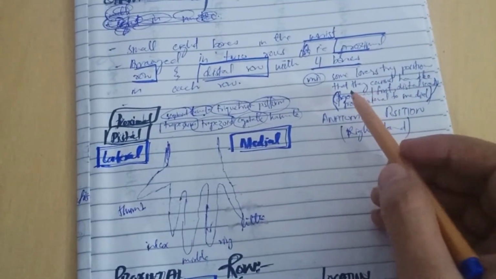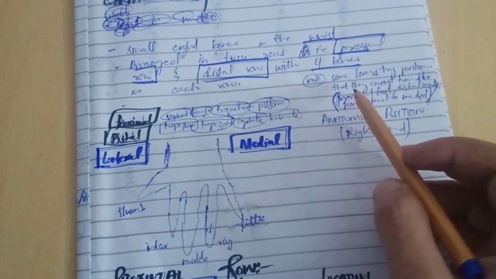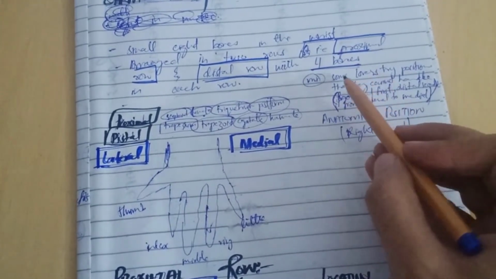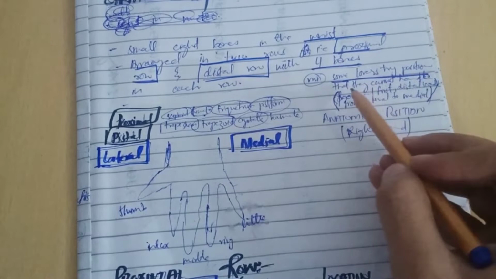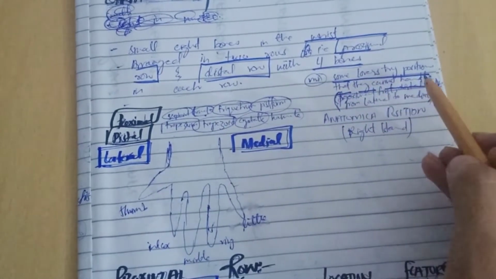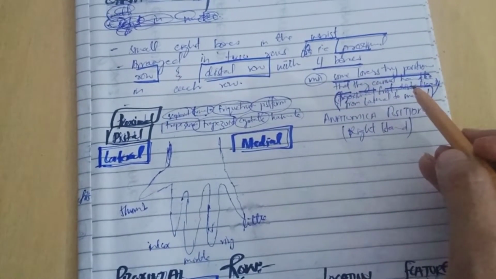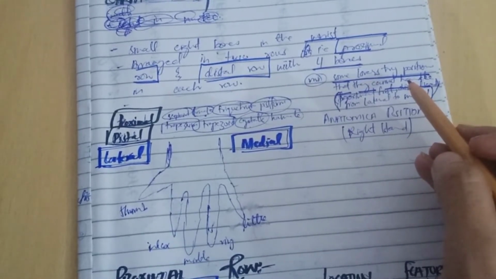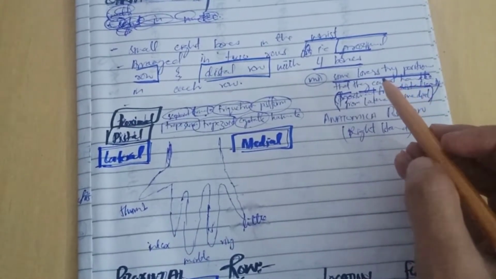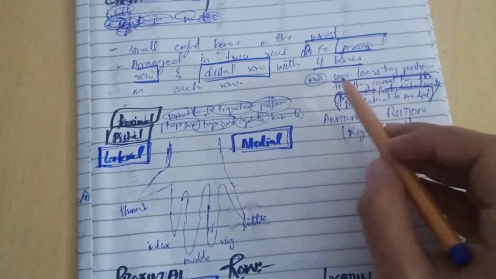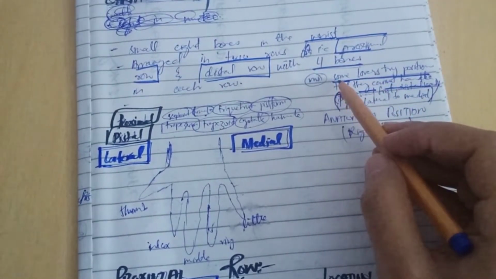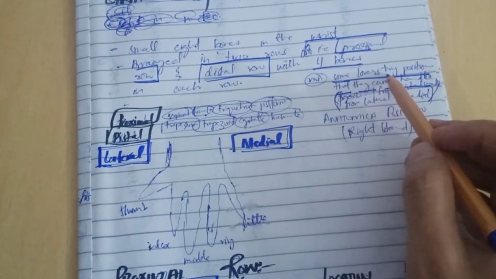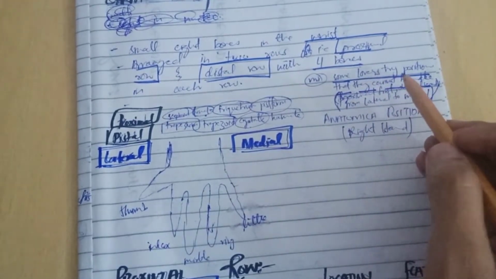The important mnemonic to remember the names of these bones is: some lovers try positions that they cannot handle. The first letter of each word specifies the first letter of the bone. For example, some stands for the scaphoid, L, lunate, T, triquetrum, P, pisiform, and so on.